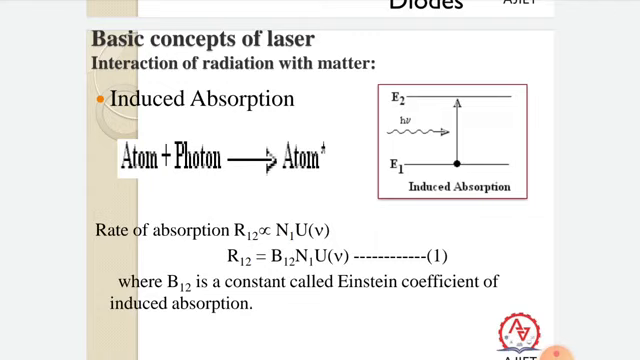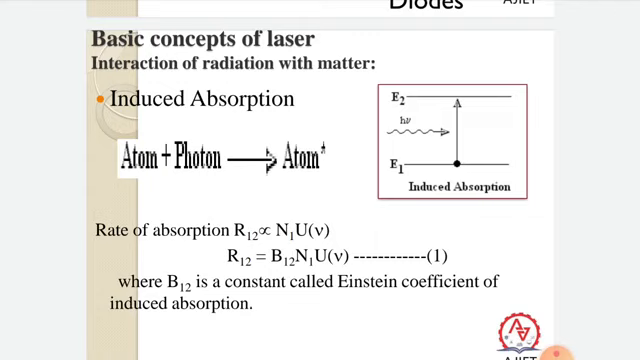So the rate of induced absorption, what does this rate depend on? It depends on the number of atoms in the lower energy state, that is N1, and it depends on the energy density U nu. You know that if more atoms are in the lower energy state, it absorbs more energy and gets excited to the higher energy state. Also, if the energy density is high, then more atoms absorb the energy from the lower energy state and get excited to the higher energy state.